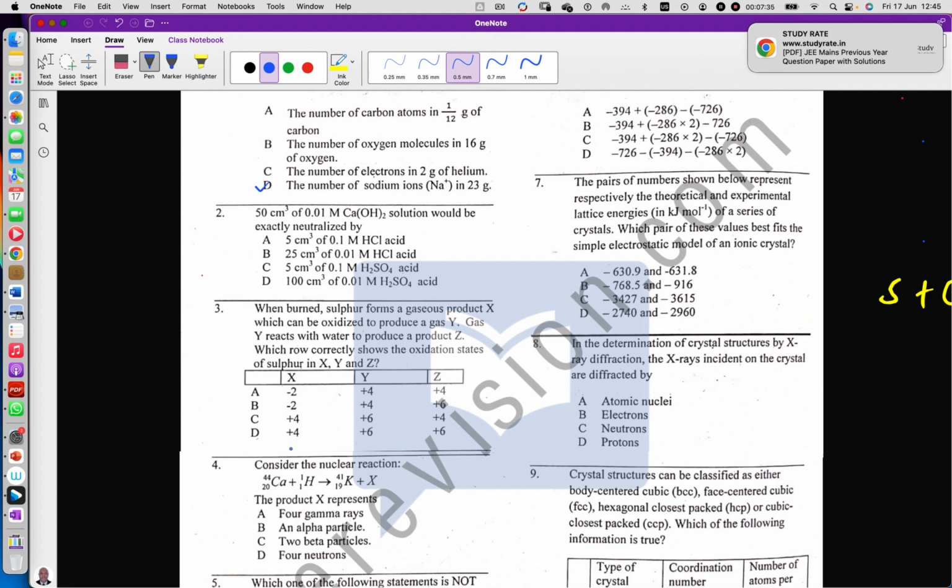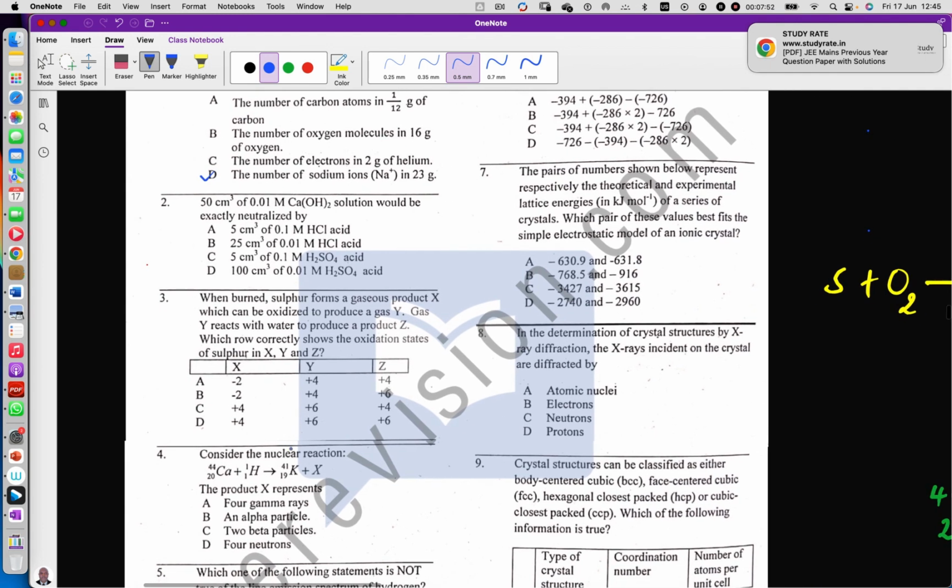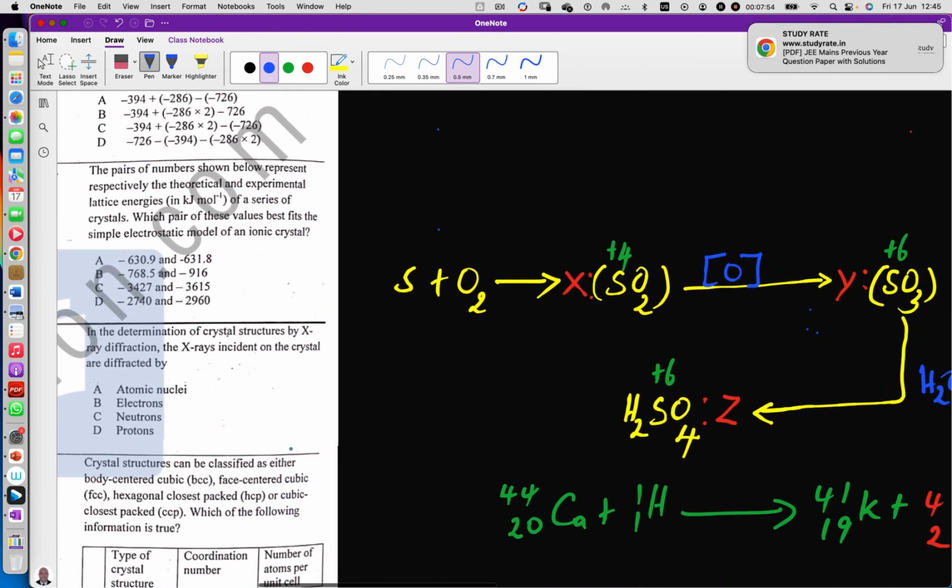Now, which row correctly shows the oxidation state of sulfur in X, Y, and Z? Well, this is a simple but complicated question. You just need to take your time. Just watch this. Question number 3, just watch this.